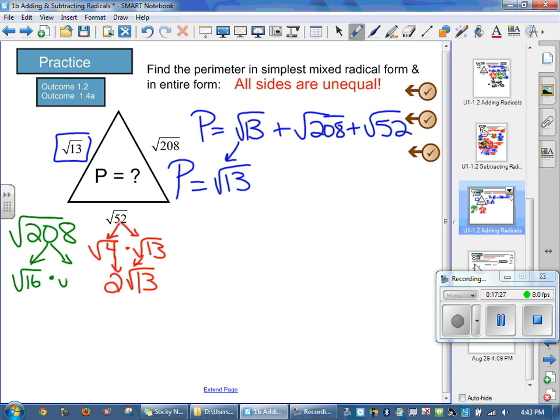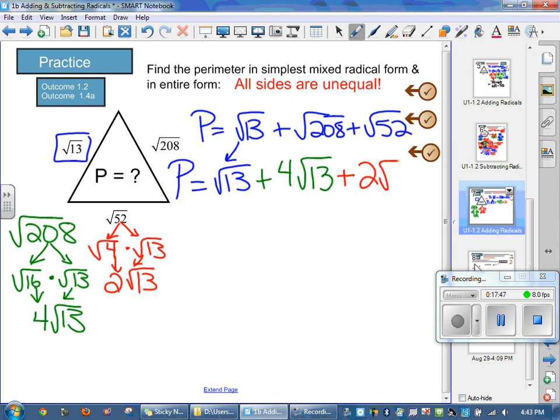So now I have all of my simplest roots. I can put my 4 root 13. That is what my root 208 becomes. And then I'm going to add at the end my root 52, which we simplified to 2 root 13. They all have a root 13 now, which is my like radical. So I'm going to add the numbers in front. Don't forget there's a hiding 1 in front of that first root 13. So I've got 1 plus 4 plus 2 to give me a perimeter of 7 root 13 as a final answer. That is my perimeter.